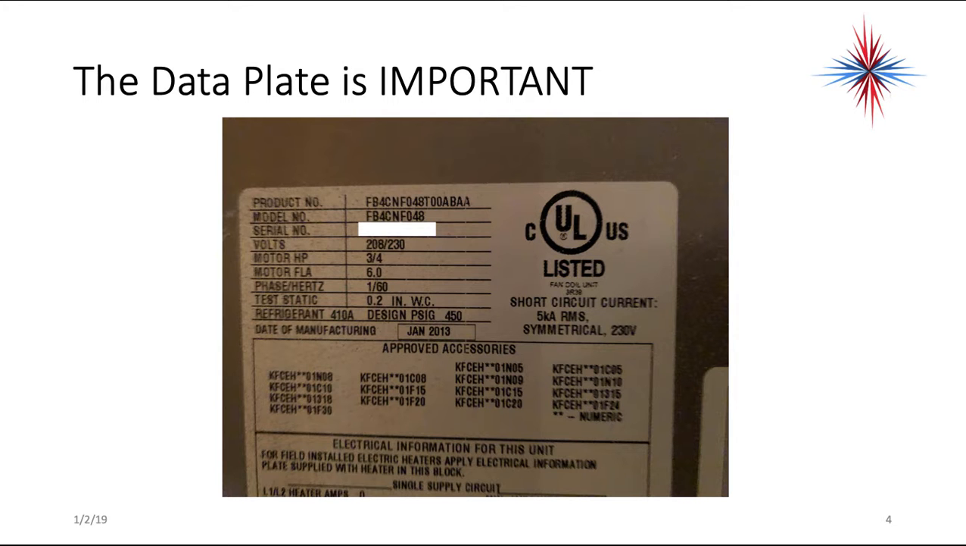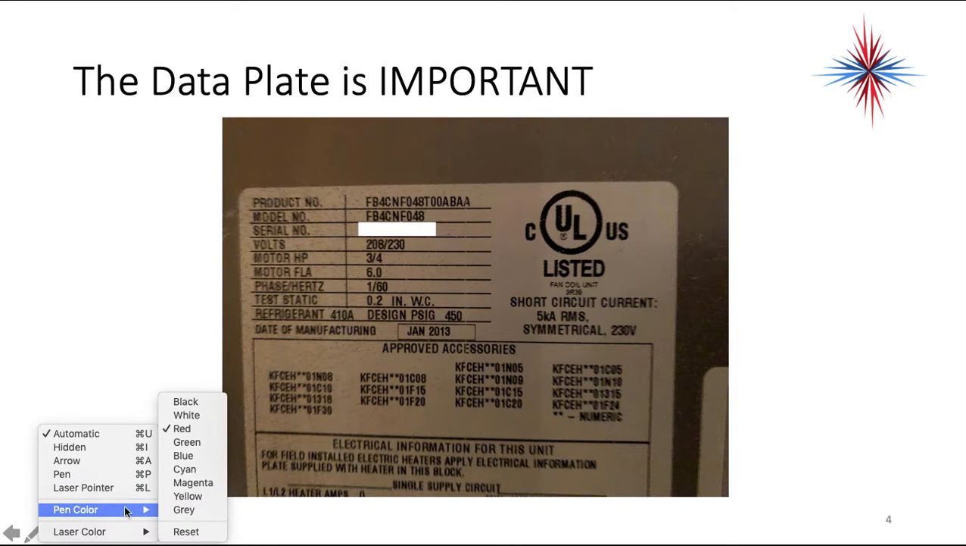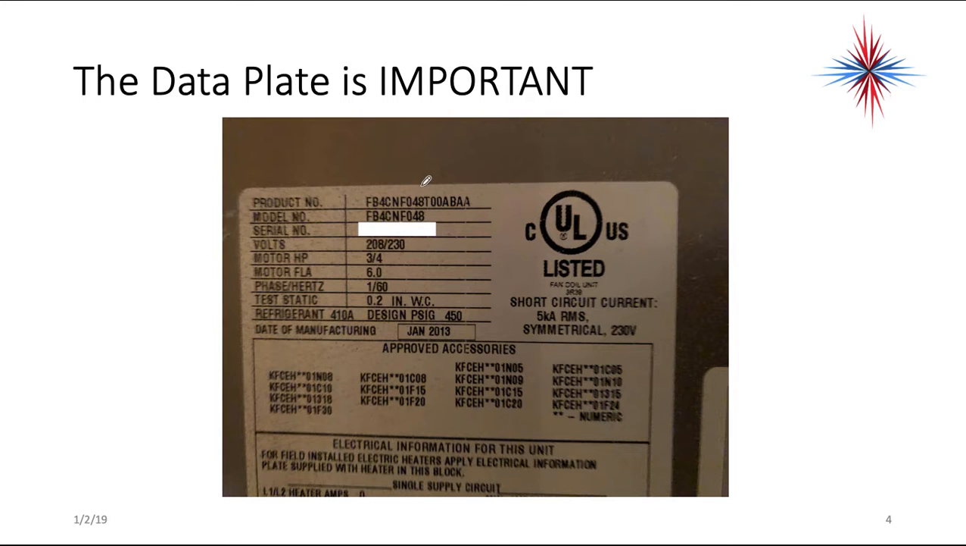Now, we also have to realize the data plate cannot be ignored. There's a reason why the data plate can't be ignored. It's going to give you a lot of information. So if I take a look at my pen color, I want to real quickly highlight a few things. In the model number, we have our size of air handler. This is a 48,000 BTU per hour air handler. So that's going to be a 4-ton system because we have 12,000 BTUs per ton.